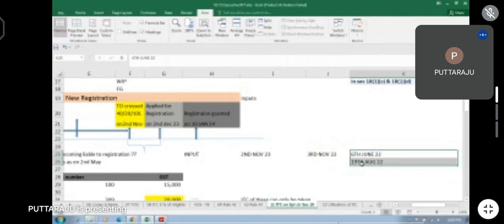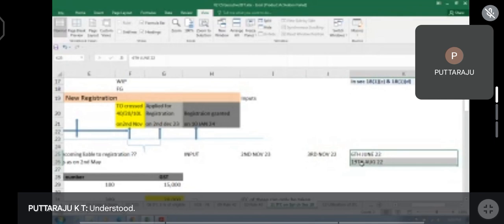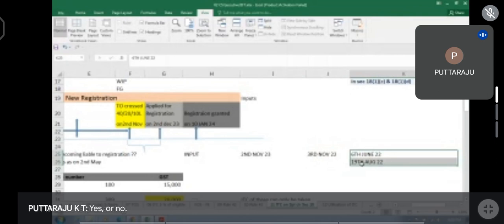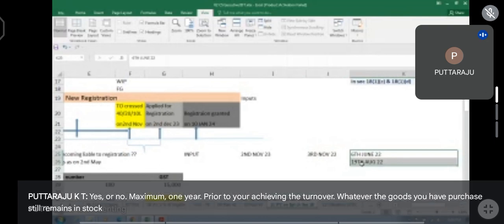Understood? Yes or no? Maximum 1 year prior to your achieving the turnover. Whatever goods you have purchased that still remain in stock, only on those goods you are eligible to take credit. Okay?